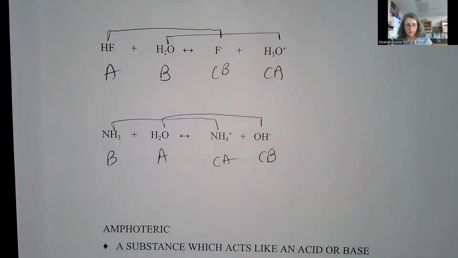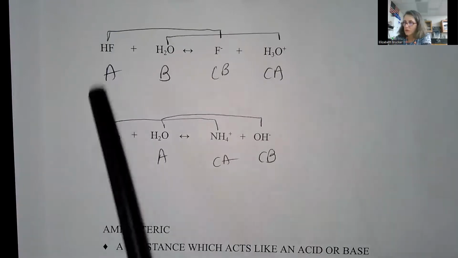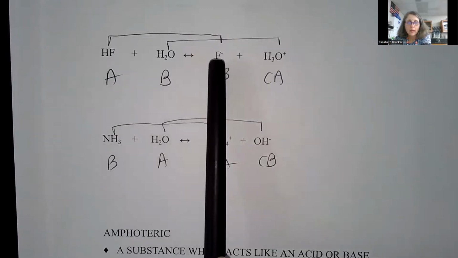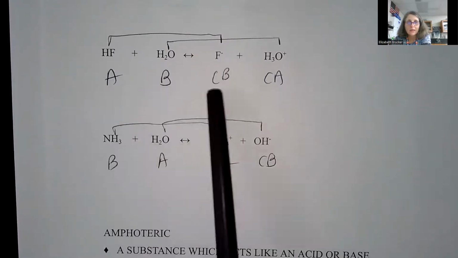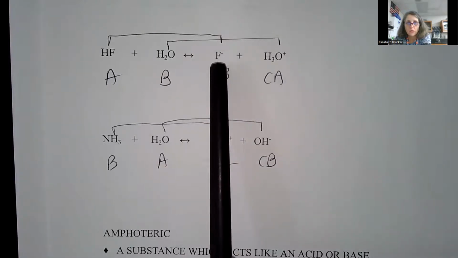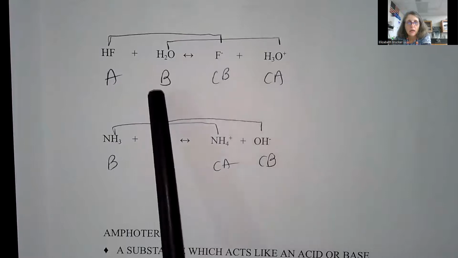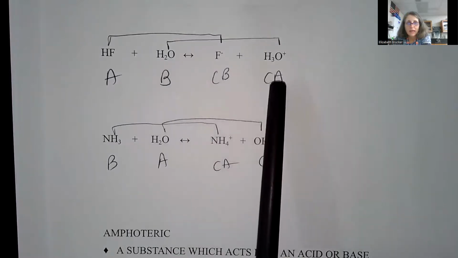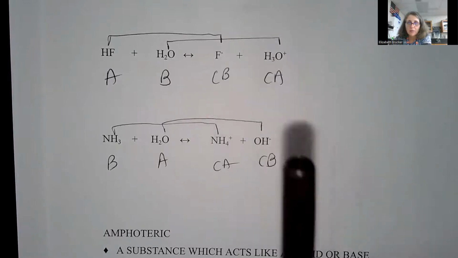So in the first example that you have on the bottom of your sheet, HF is the acid. It has an H in it. It donates it to become an F minus, so it has to be the acid. So this is your conjugate base. Again, please understand there's no H there, so it can't be a conjugate acid. The water is a base, so it's going to become the conjugate acid because it has a plus charge.